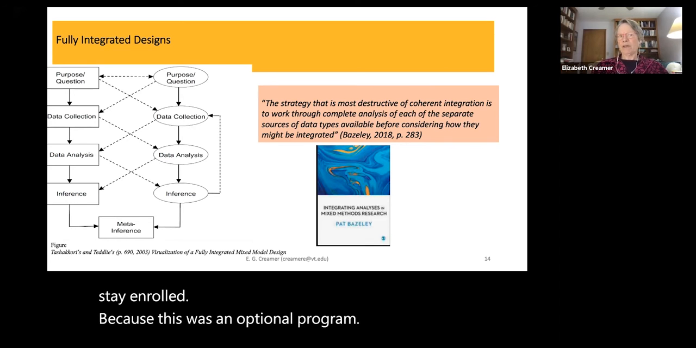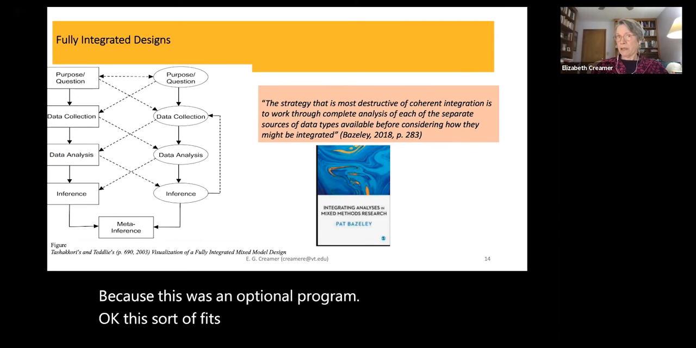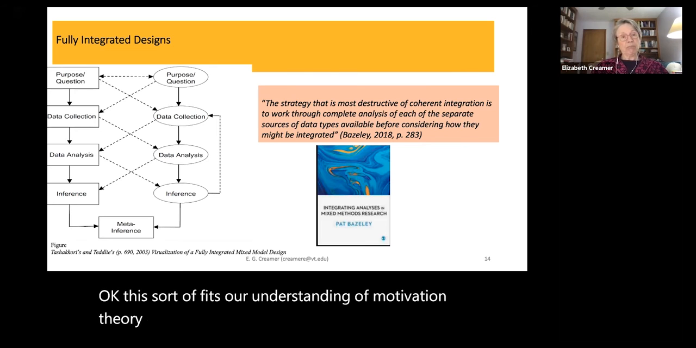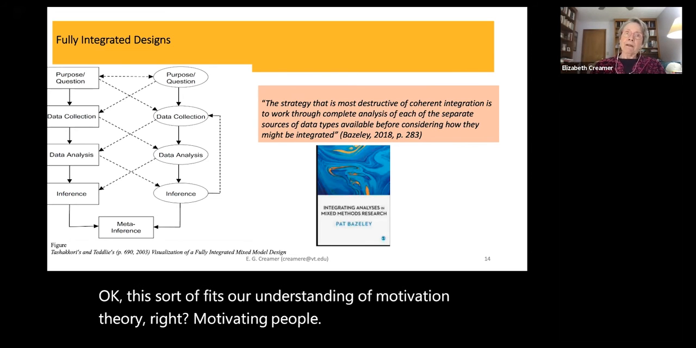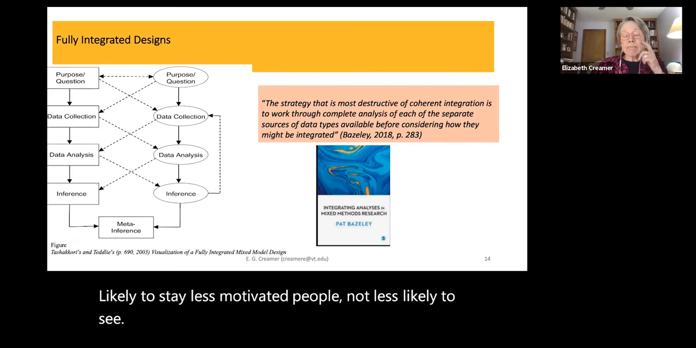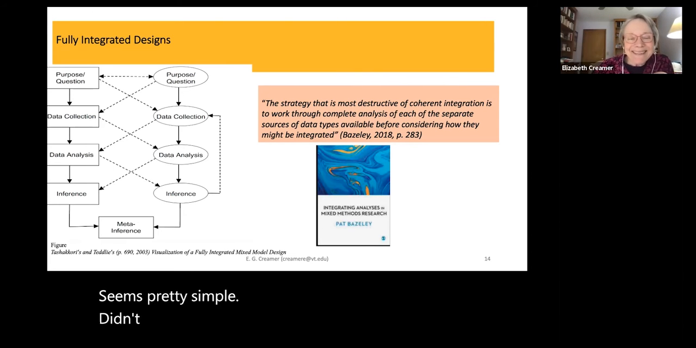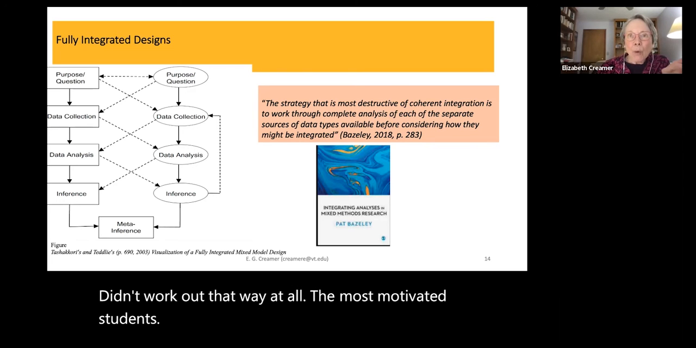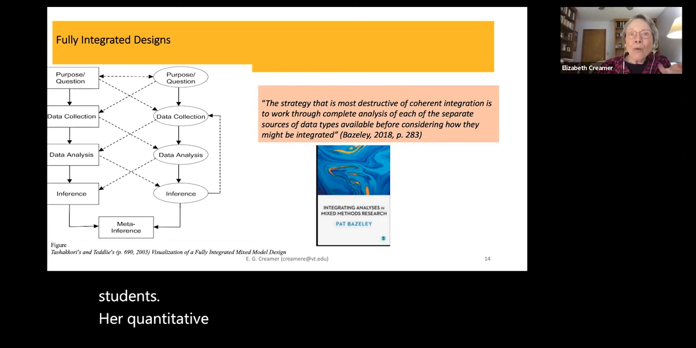Okay, this sort of fits our understanding of motivation theory, right? Motivated people are likely to stay, less motivated people are less likely to stay. Seems pretty simple. It didn't work out that way at all. The most motivated students, her quantitative indicator, were the ones most likely to withdraw from the program.